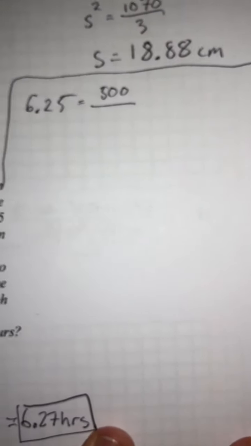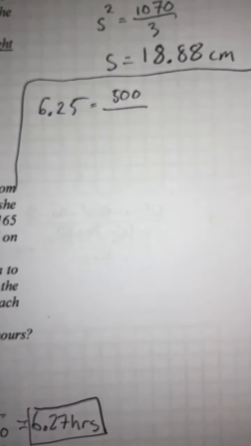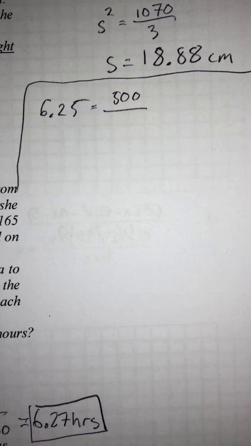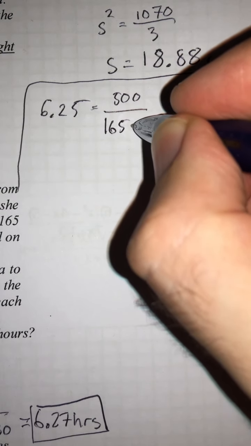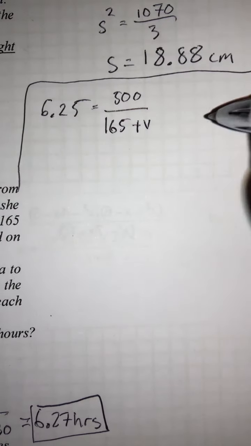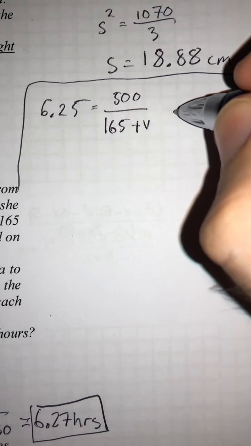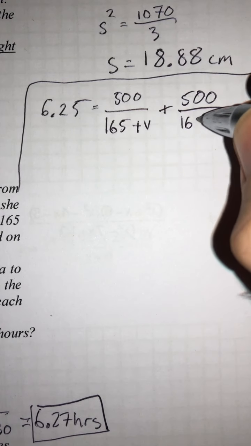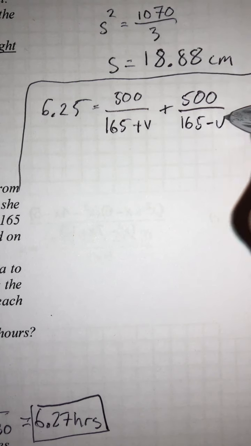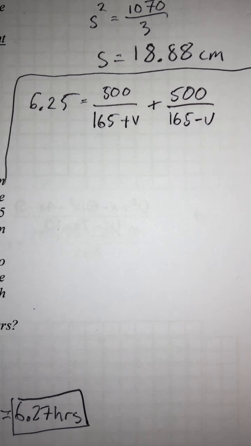Again, I'm going to make this simpler for you. I think I'm going to do it a different way here so that, oh no, I can't do that. Never mind. There is no easy way for this. You just got to do it the hard way. I'm just going to call it V so I don't have to keep writing the same variables. 500 over 165 minus V. So I need to solve for V.